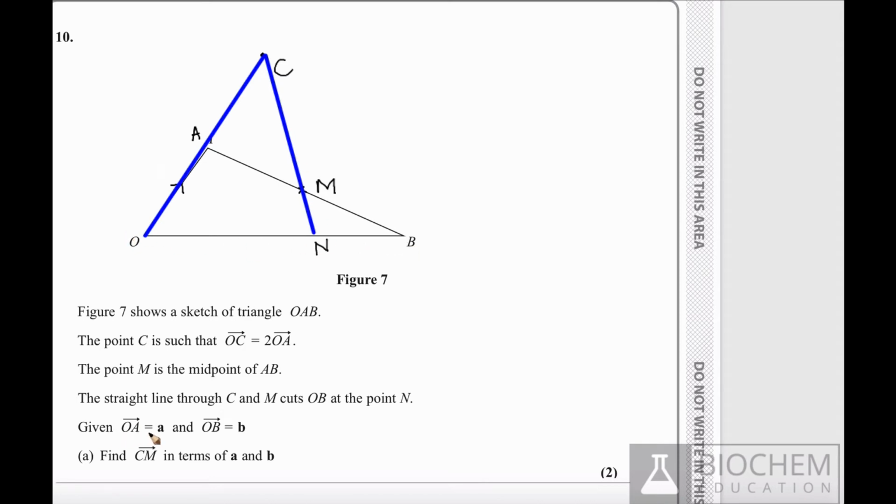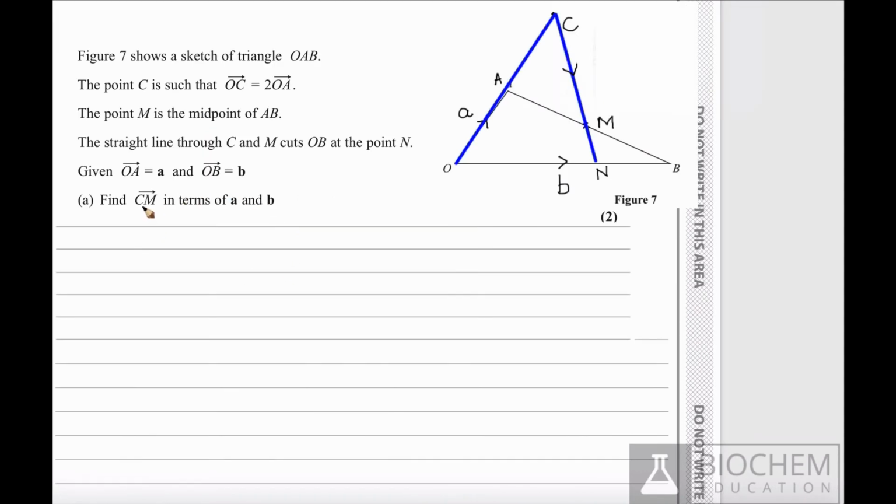Given that OA is equal to a, so OA is small a, and OB is equal to b. Part A. Find CM in terms of a and b. CM is this vector, and the examiner is asking you to find CM vector in terms of a and in terms of b. In order to find CM, let's make a vector triangle whereby we can say that CM vector equals CA vector plus AM vector.